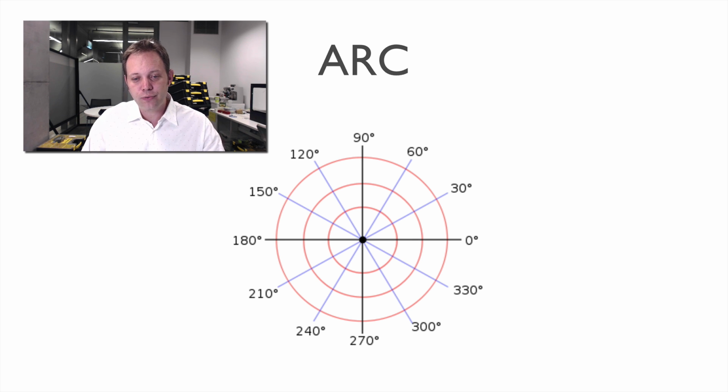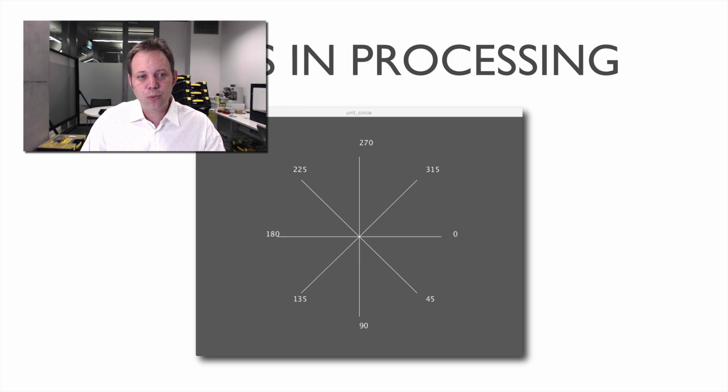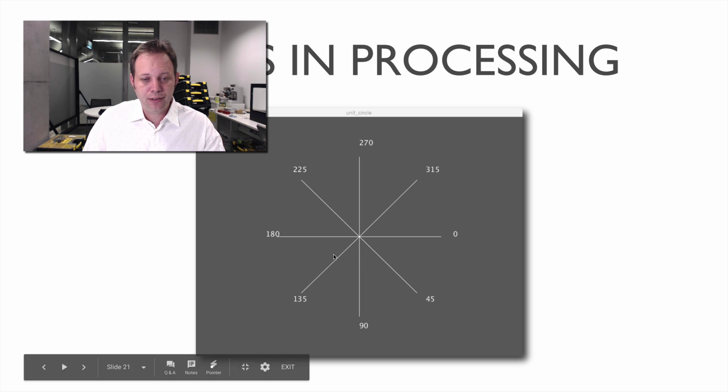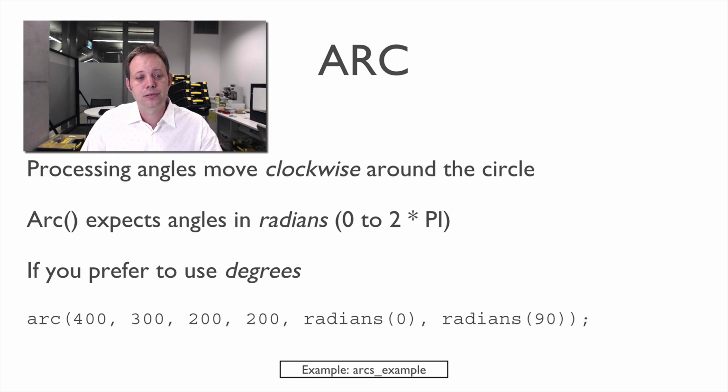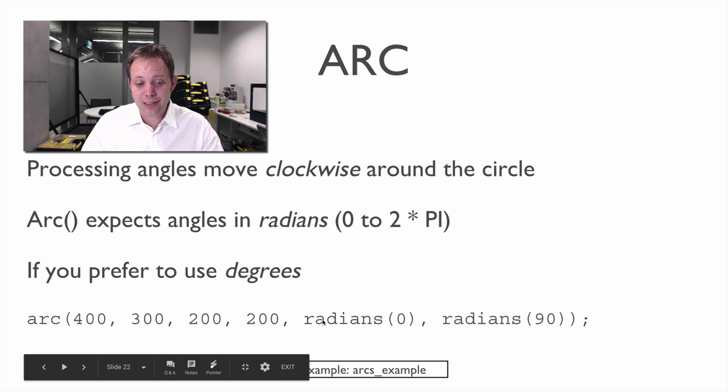Now this is the old-fashioned way of looking at a circle, but the way that Processing looks at numbers is this way. We go 0, 45, 90, and around in a clockwise manner. So Processing angles move clockwise around the circle, and it expects angles in radians. That's 0 up to 2 pi, not 0 to 360 degrees. You can convert degrees into radians really easily by just using the radians command. So you can say 0 degrees in radians is blah, or 90 degrees in radians is that.